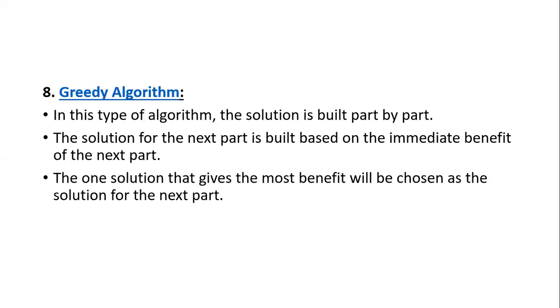The next one is a greedy algorithm. Greedy is about taking the immediate benefit for the next part. The solution that gives more benefit will be chosen as the solution for the next part.